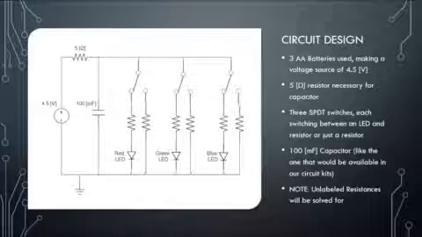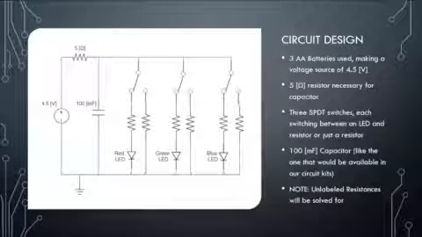There's also a 5 ohm resistor that is needed for the capacitor, 3 single-pole double-throw switches that change between either a resistor and LED in series or a single resistor, and a 100 millifarad capacitor. The resistors that are unlabeled on my diagram will be solved for in my calculations.